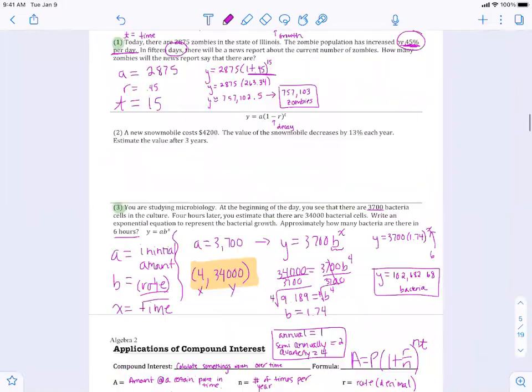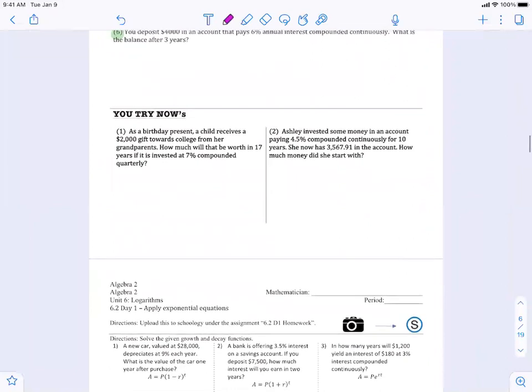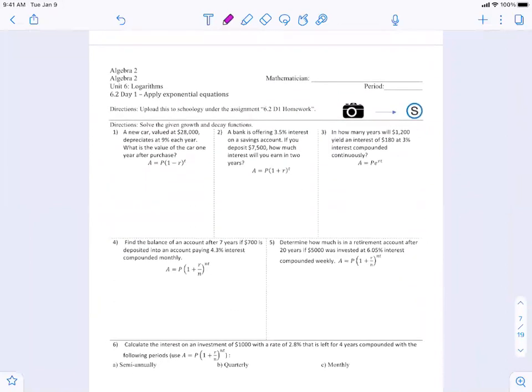So if you don't have any questions, if you want to try some of the You Try Nows at the bottom, you can. If not, though, you can get a start on working on the homework for today.